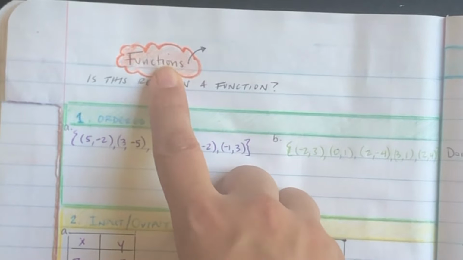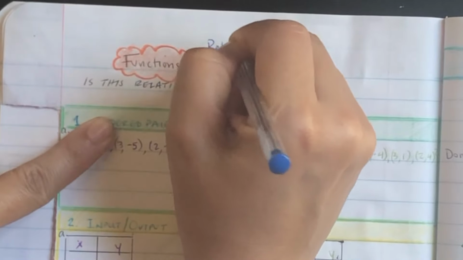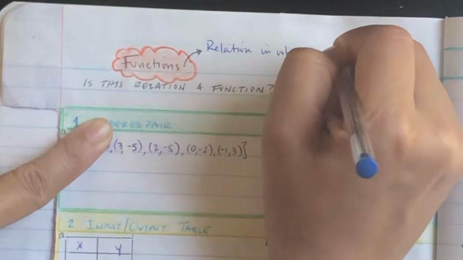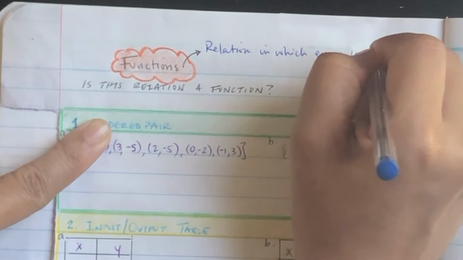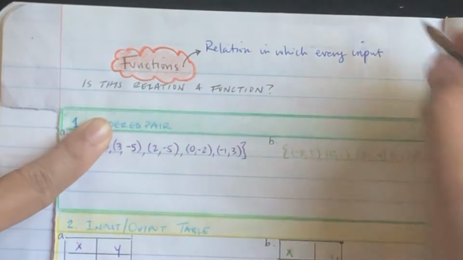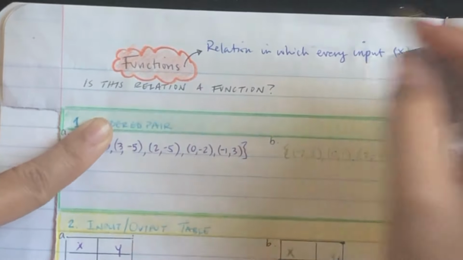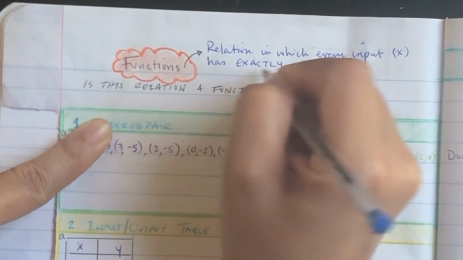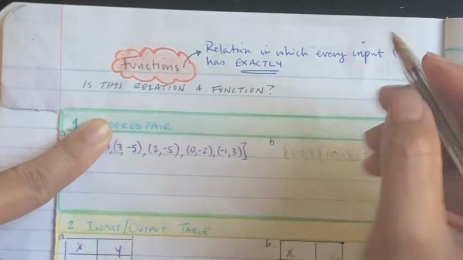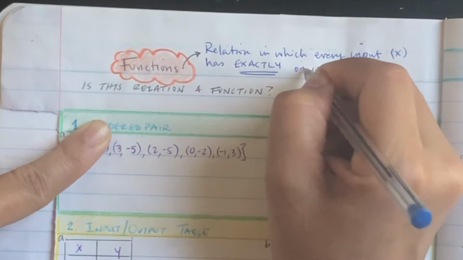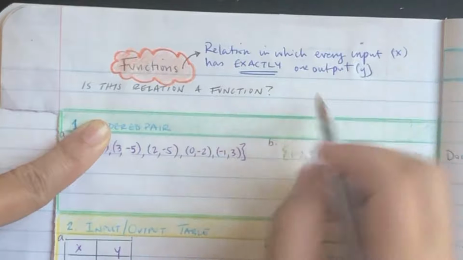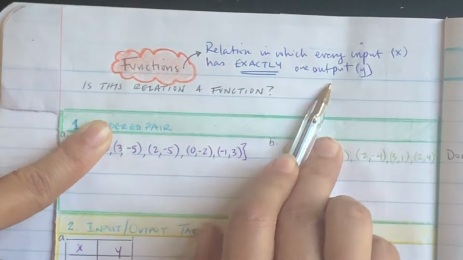So a function is a relation in which every input x has exactly one output y. This is a listening check. Underline the word functions. So for every input, there's exactly one output y.